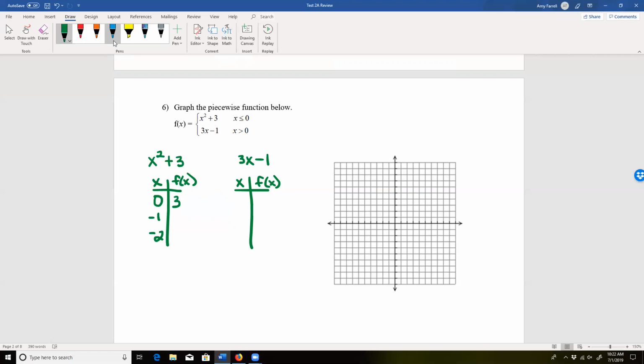0 squared is 0, plus 3 is 3. -1 squared is +1, plus 3 is 4. Just make sure when you square these negatives, you realize they're positive. So this would be 7.